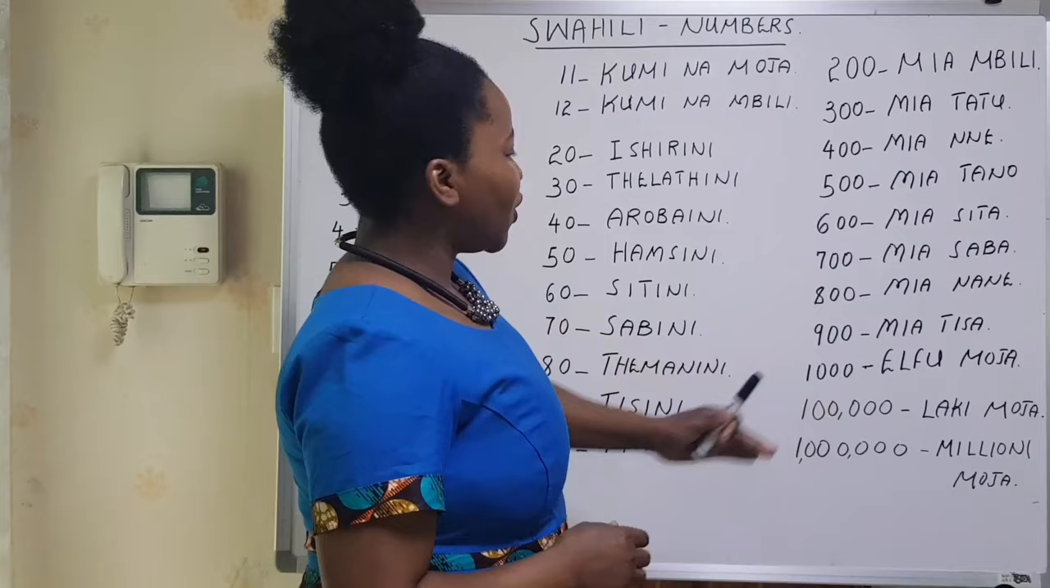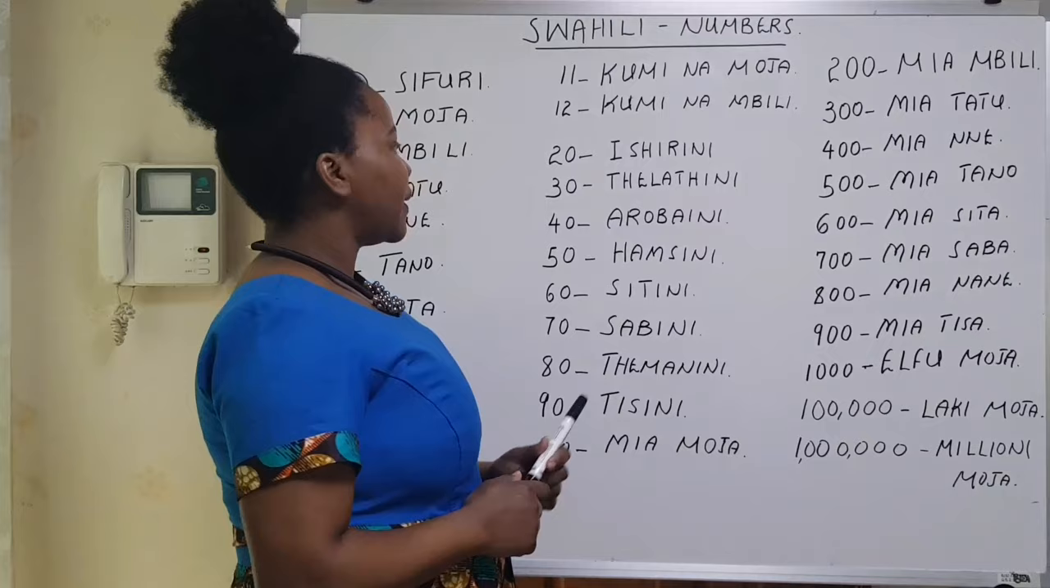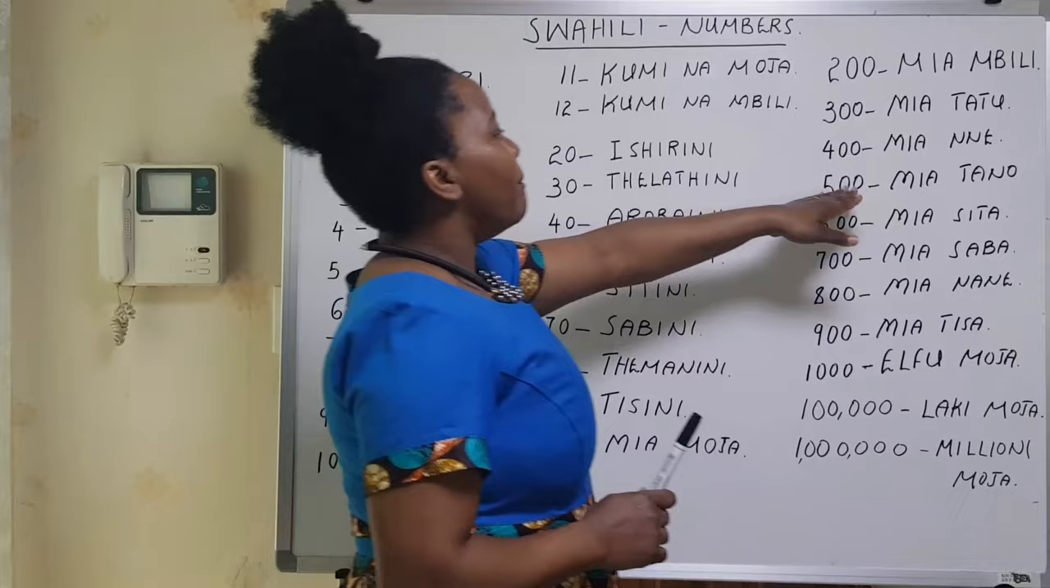So if you want to say 550, 500 is mia tano, right? And 50 is hamsini. So mia tano na hamsini. So remember, we use na in between one number and another number. So mia tano na hamsini, 550.